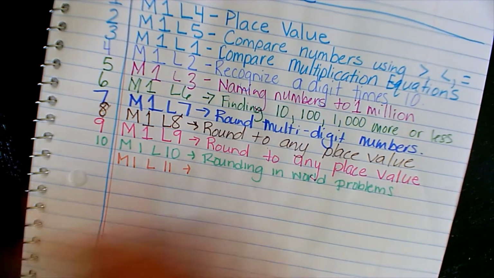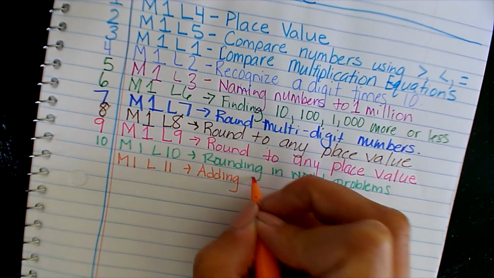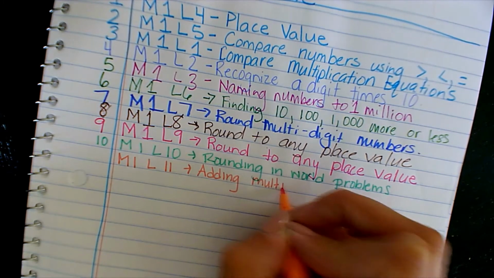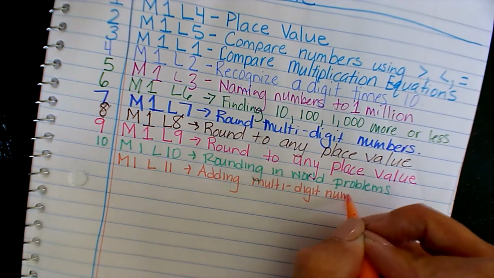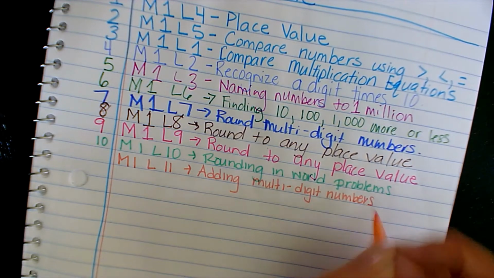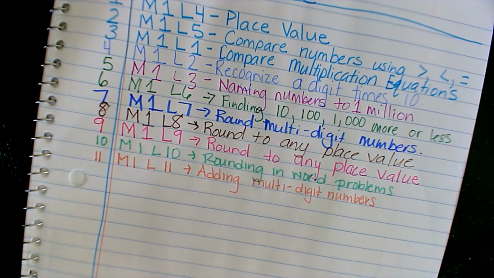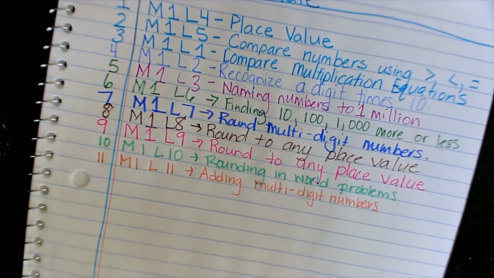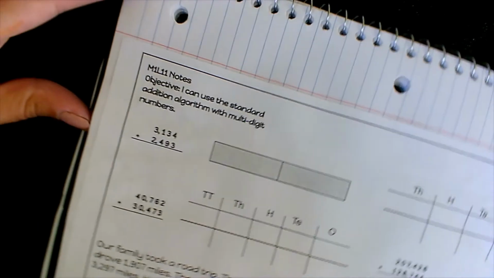And today we're switching from rounding, and we are going to be adding multi-digit numbers. So we'll get that written into our table of contents, just like always. We'll be on page 11. Remember, fourth graders, anytime during our video today, you may pause the video to take your notes. Once your table of contents is complete, we'll go ahead and get to our note page for lesson 11.